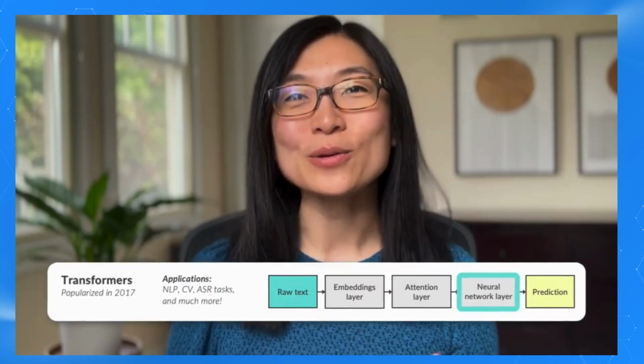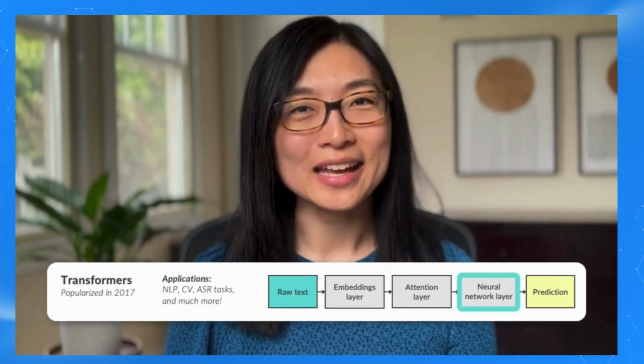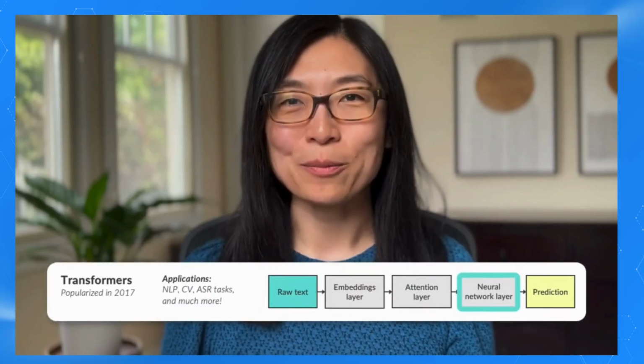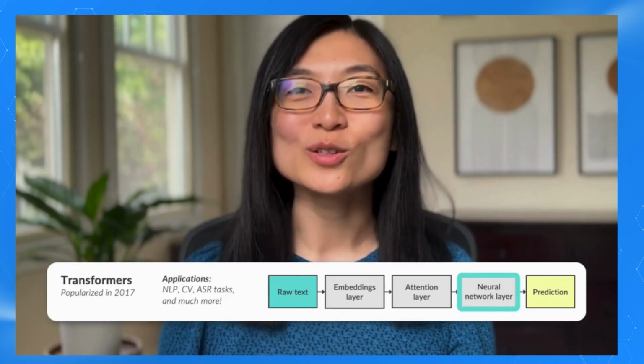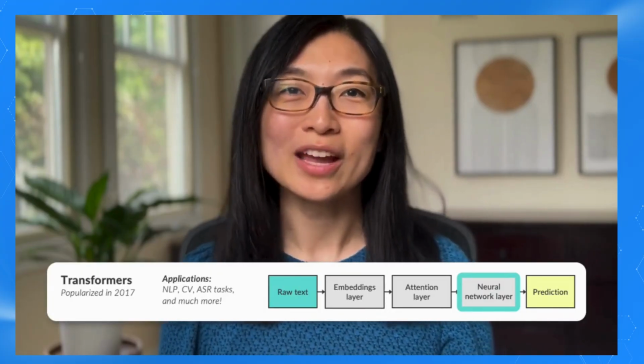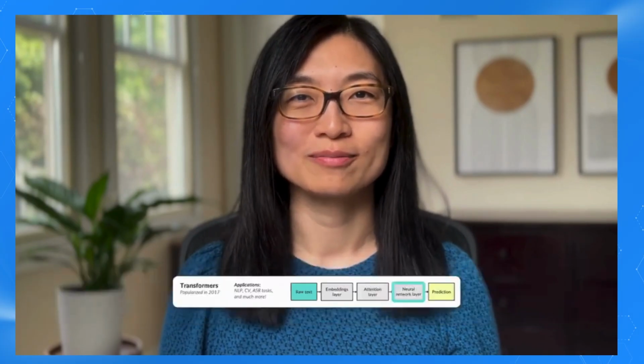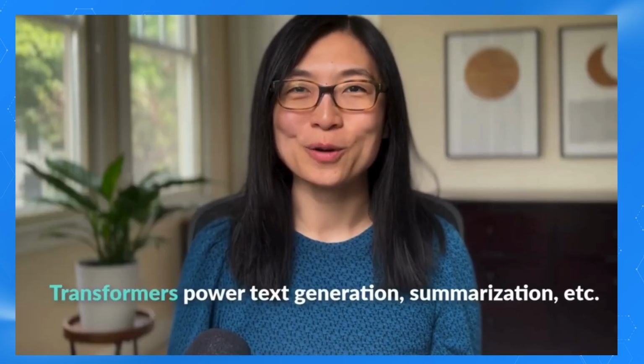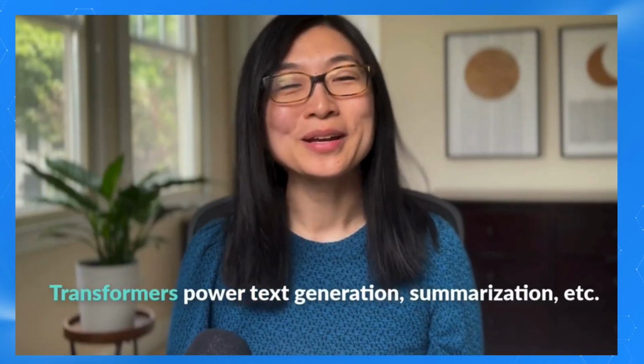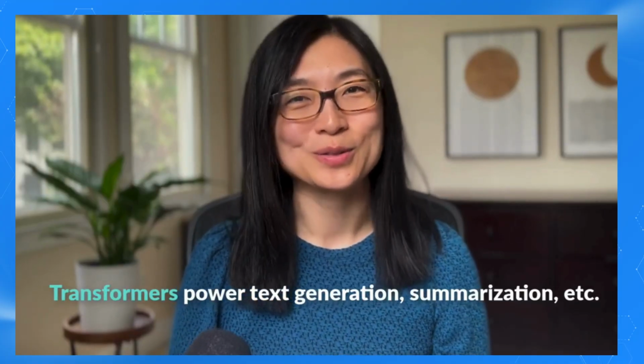And then finally, you have the neural network layer. This again is the learning step. This takes the output from the attention layer, and then it learns deeper relationships like adjective-noun pairs or sentence structures. Now these steps happen again and again, hundreds and thousands of times across many layers, which is how transformers pick up the complex patterns within language. Once again, transformers are what's behind text generation, summarization, translation, and so much more.